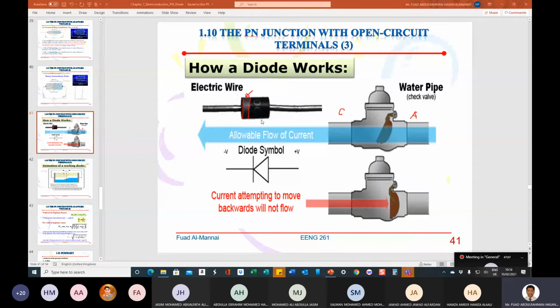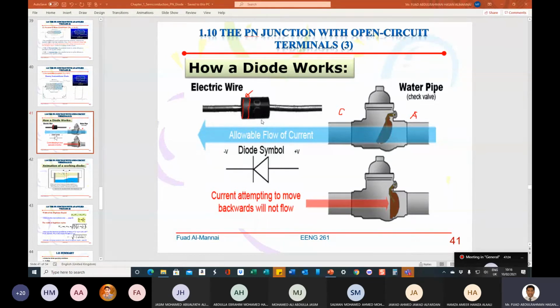Now on top here, this is the commercial diode. What does that mean? It means when you want to buy a diode from a store, you go to the store and say, you know what, I want a diode, a normal diode.